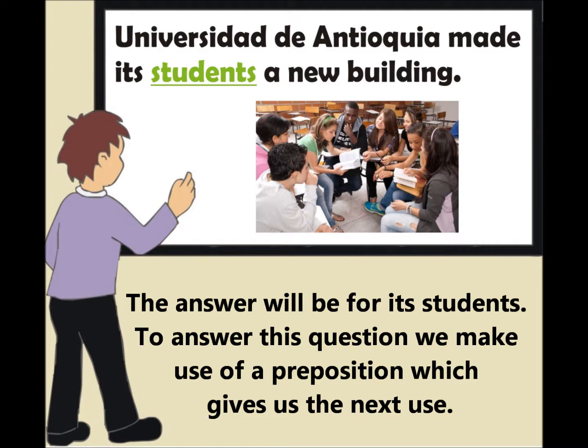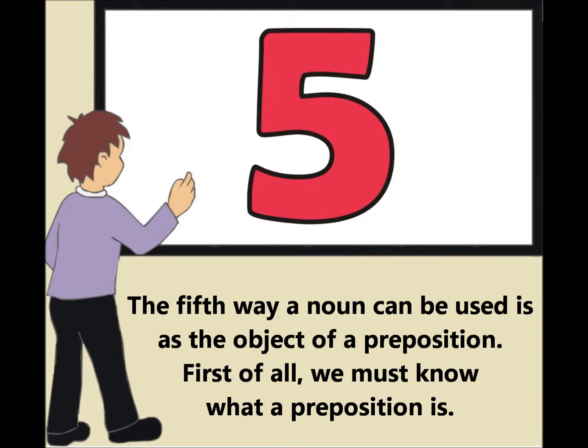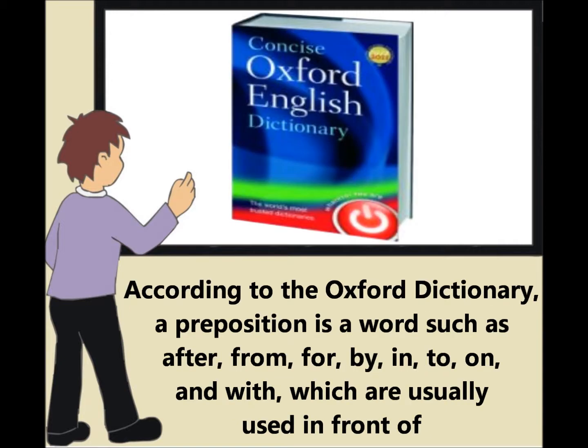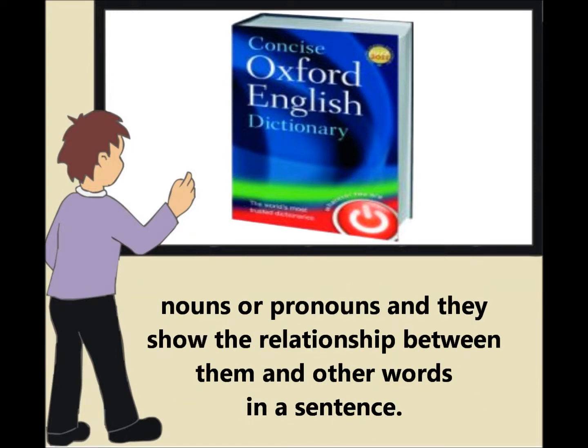To answer this question, we make use of a preposition, which gives us the next use. The fifth way a noun can be used is as the object of the preposition. First of all, we must know what a preposition is. According to the Oxford Dictionary, a preposition is a word such as after, from, for, by, in, to, on, and with, which are usually used in front of nouns or pronouns, and they show the relationship between them and other words in a sentence.